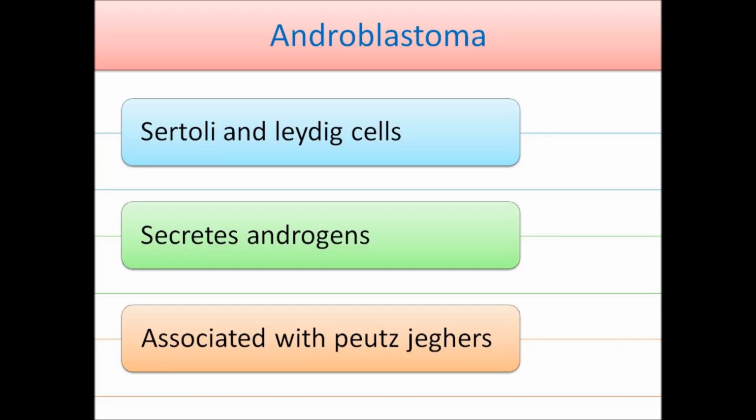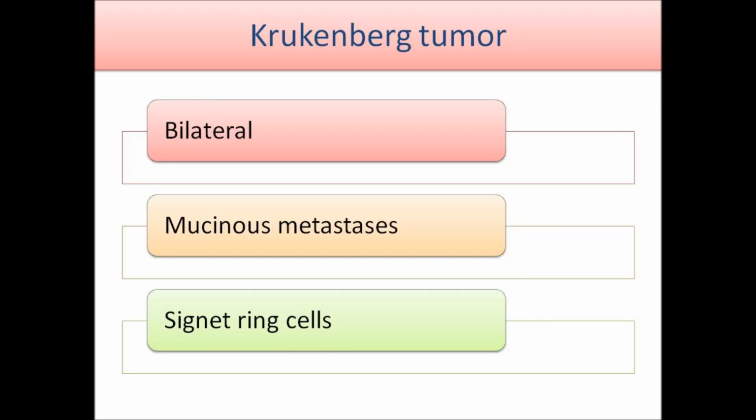Last thing is the metastasis, what is known as the Krukenberg tumor. A Krukenberg tumor is a metastasis of a mucinous tumor into the ovary. This tumor is usually bilateral, and as I said, it has a mucinous metastasis. And the most common primary site is gastric cancer. The diffuse type gastric carcinoma will send metastasis to the ovary, known as Krukenberg tumor, which contains signet ring cells, which we will see in the next slide.